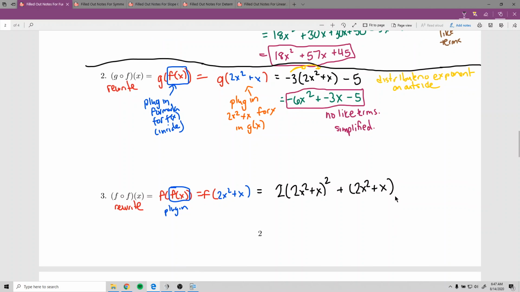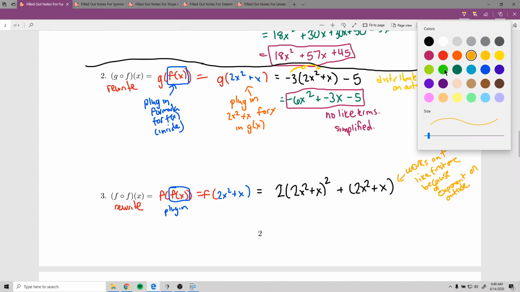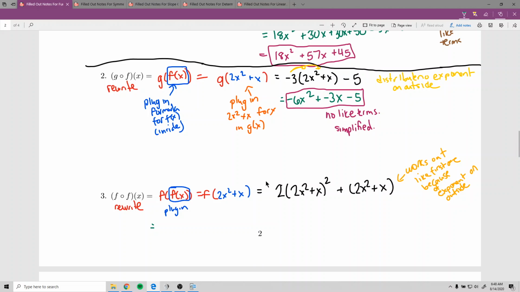Now this one's going to work out exactly the same as the first one, because we're going to have to FOIL this out, write out the multiplication of the exponent, then distribute the 2, and then combine our like terms. It works out like the first one because of the exponent on the outside. All right, so let's go ahead and do that.